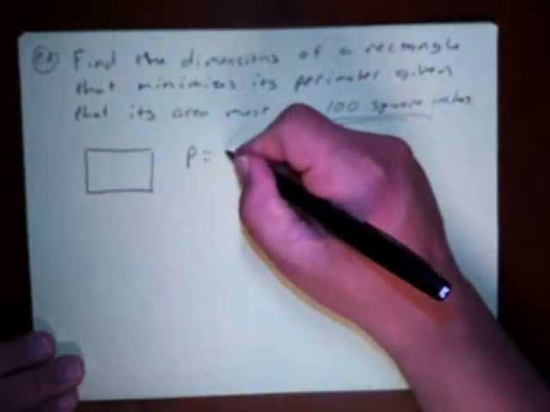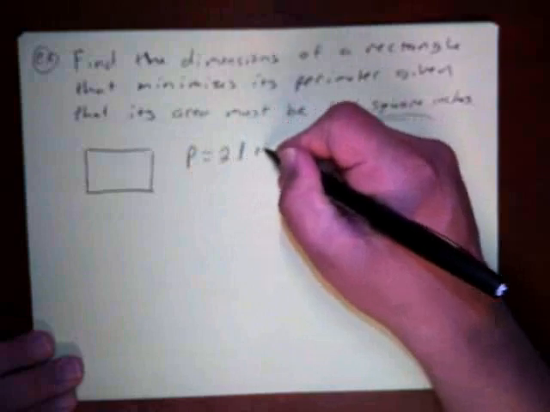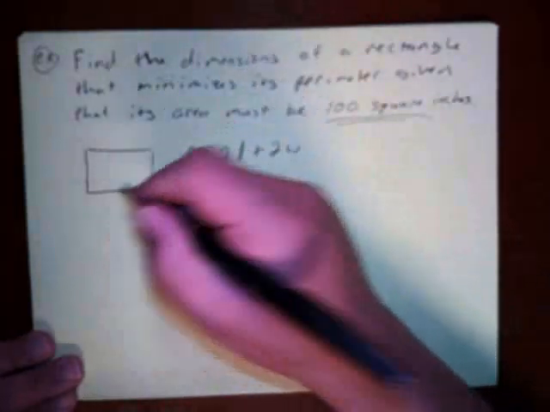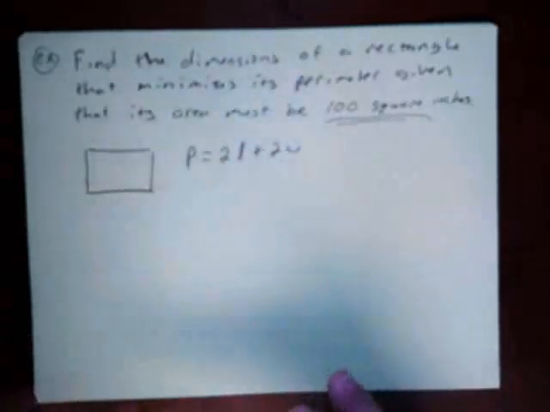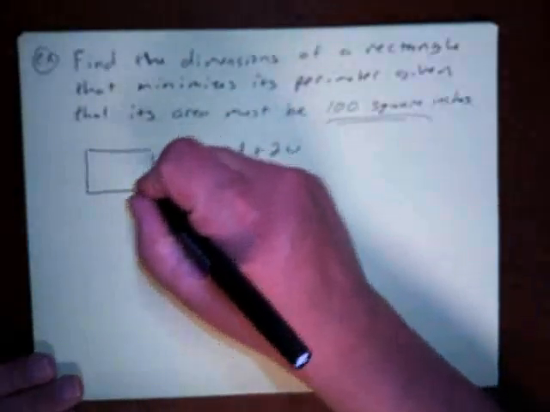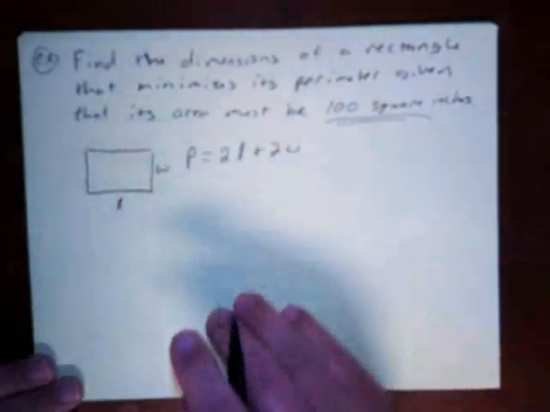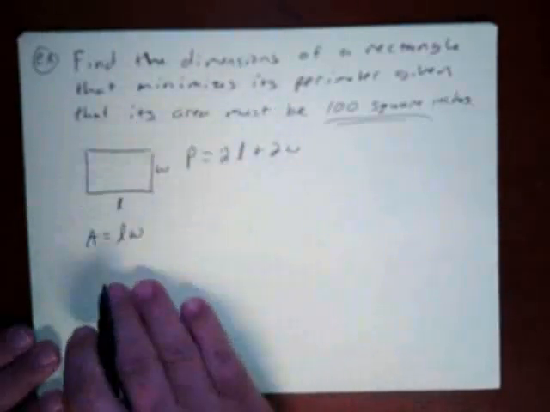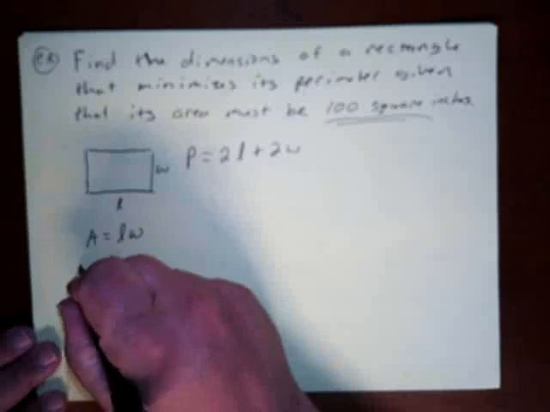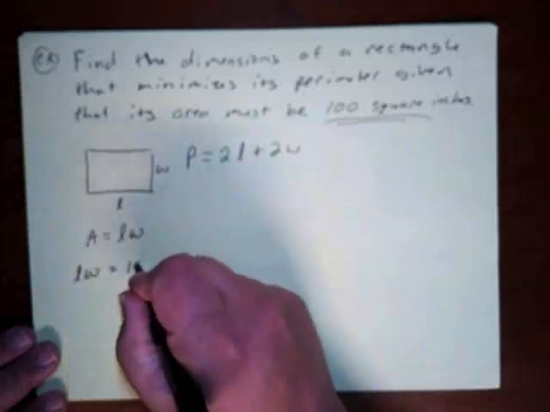So the formula that I want to optimize is the perimeter, which is like 2L plus 2W. I don't want to maximize this. I want to find the minimum value, and finding a minimum or maximum is optimizing the function. So I want to optimize the perimeter, and in this case find the minimum value for the perimeter. So this is the length, this is the width. And now my constraint is the area. So the area is just the length times the width, and my area has to be at least 100. So L times W has to be 100.